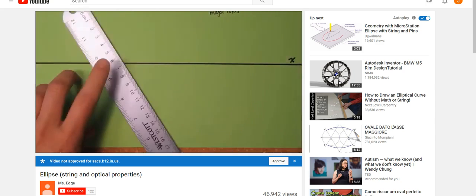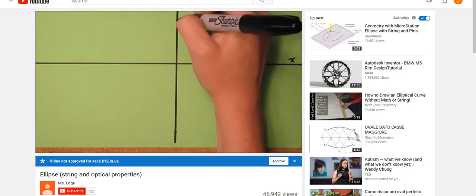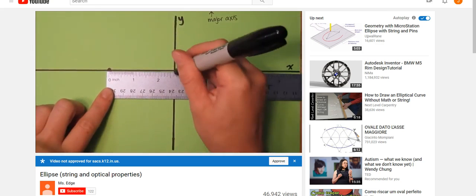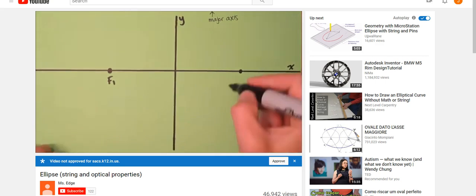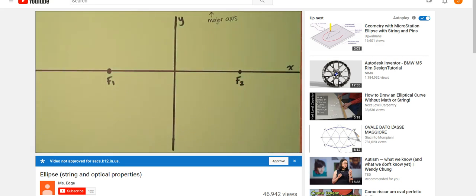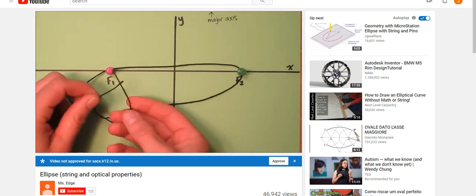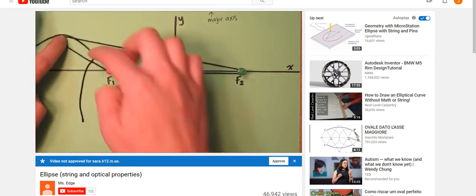And so they're going to draw a line. It's not even perpendicular. Okay, never mind. Let's try not to be critical. So they've got two points. They're calling them the foci, F1, F2. They've got their pins and their piece of string that they're going to tie together so it's the same length.